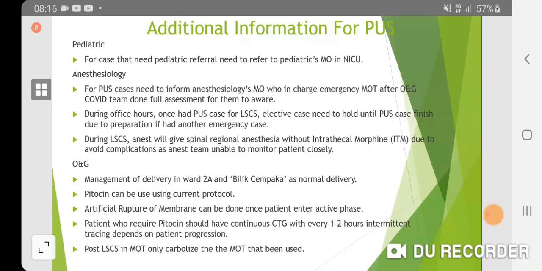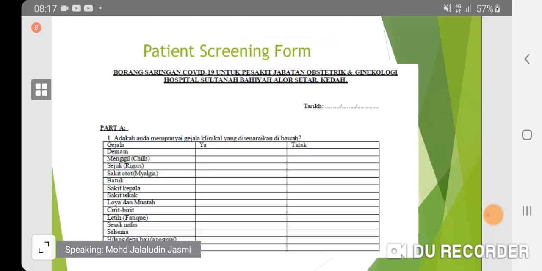And also, after a seizure in the MOT, we only need to carbolize the MOT that has been used. No need to carbolize the whole MOT. This has already been discussed with Dr. Rohani from infection control.